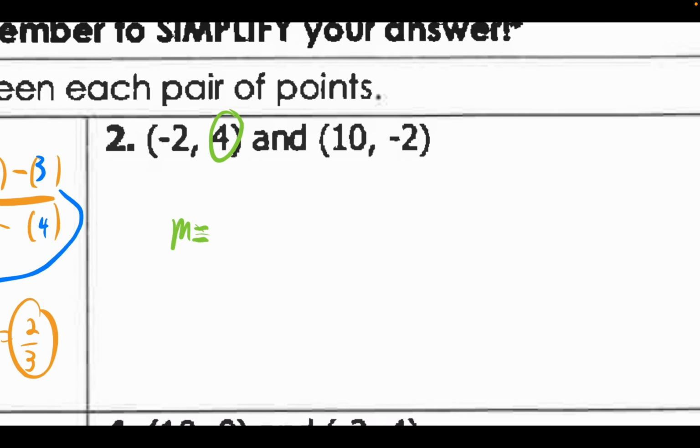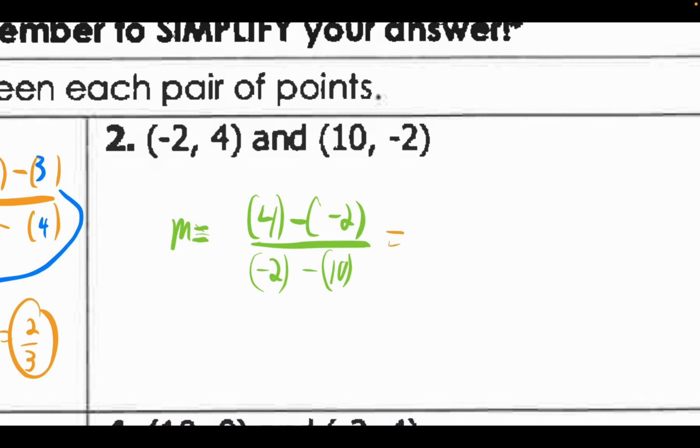and I like to pick, once again, the bigger y value. So 4 is bigger than negative 2. So I'm going to do 4 minus negative 2. Now, as I plug these in, I do put those in parentheses very purposefully. Now, because I put 4 first on the top, I have to put the same ordered pair's x value on the bottom first. So it'd be negative 2 minus 10.